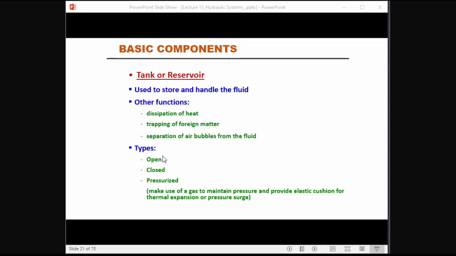Make use of a gas to maintain pressure and provide cushion for thermal expansion or pressure surge.